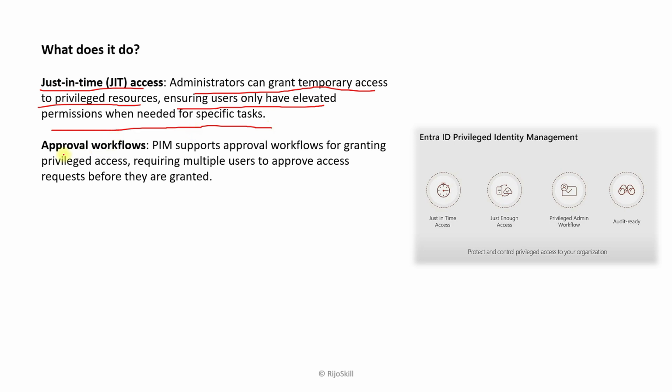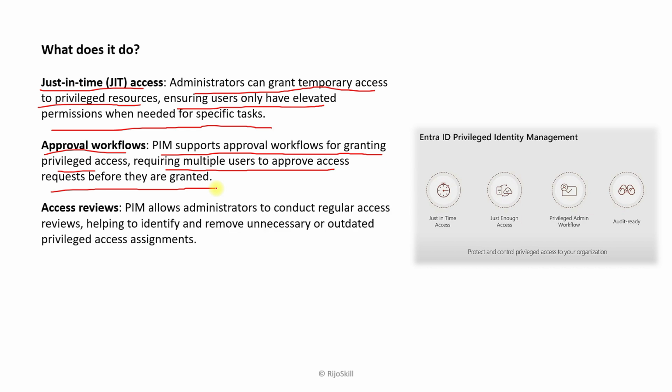So for a particular time you can provide this access for the user to reset passwords for organization users. Next, approval workflow. You can also provide a workflow for how we give the access and who needs to approve it. PIM supports approval workflows for granting privileged access, requiring multiple users to approve the access. For example, you give a user a role like global administrator or help desk administrator, but once you give this role, another user needs to approve it. You can provide the approval workflow.